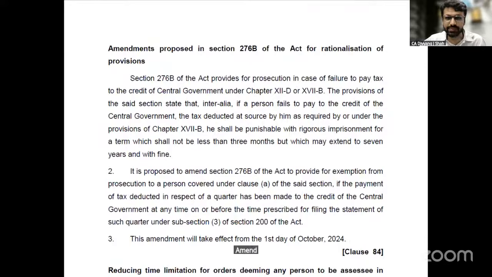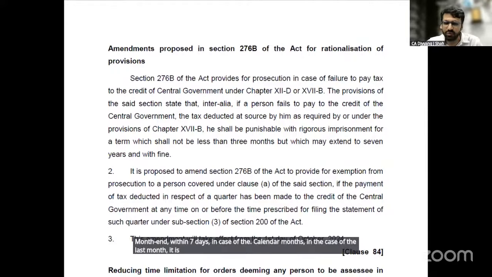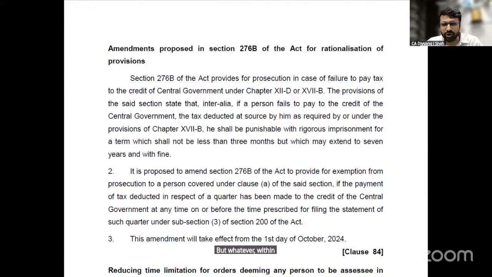Amendment to Section 276B. Section 276B says that prosecution will be launched if a TDS is not deposited within the time allowed as per law. So time says that after month end within 7 days. In case of the last month, it is 30 days, I guess. But whatever, within that time, if we have not paid that amount, prosecution can be launched.